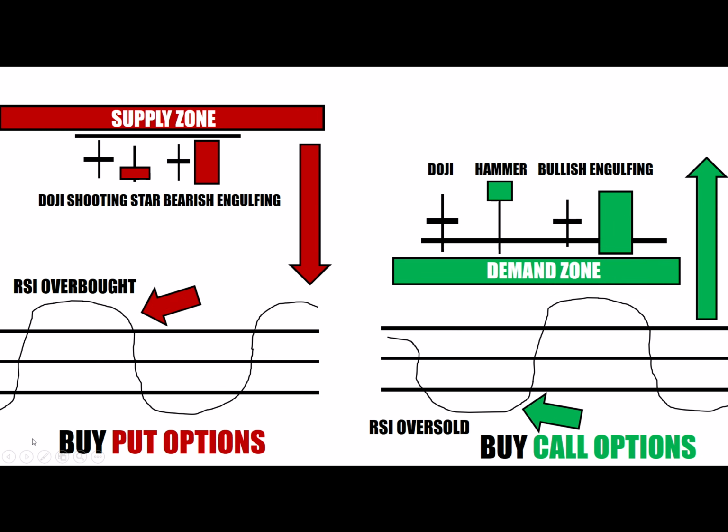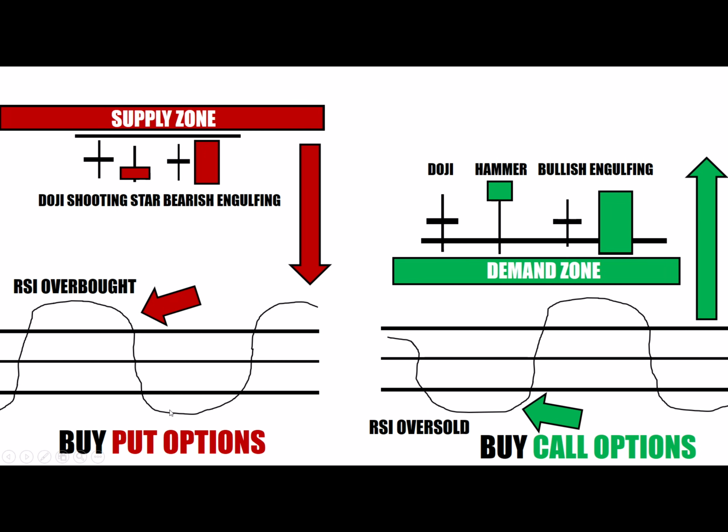When you see a stock is in a supply zone, hopefully with another level of resistance, and then you're seeing that reversal candles are forming because price is being rejected by the supply zone, meaning that there's a bunch of sell orders sitting there waiting to cause the stock price to fall, and you also see that the RSI is overbought, then it's safe to buy puts.